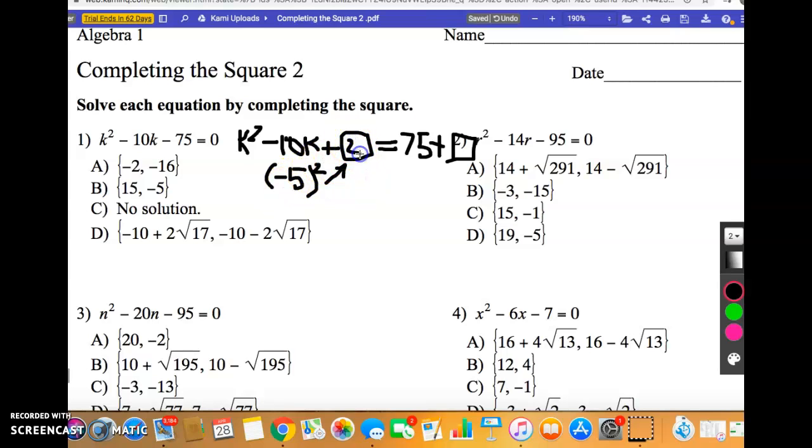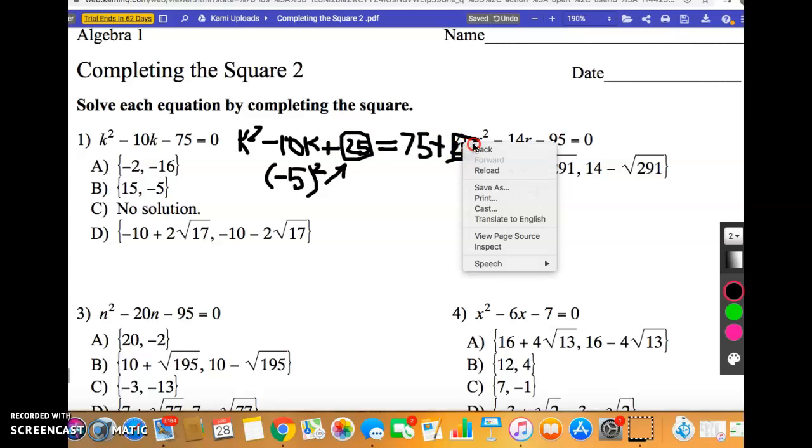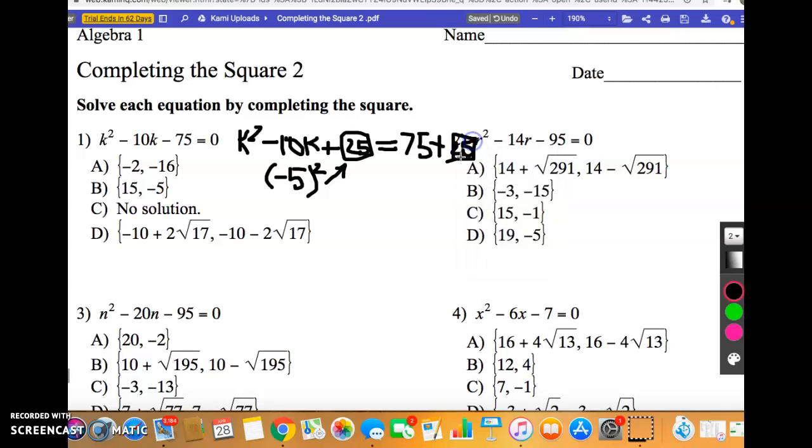All right, so there's my 25. Here's my 25 here. And since we put it in this box, you also put it in this box. It's really a 25. 25 inside that box. All right, so divide your b term by 2, square it, it goes in the box. Whatever goes in the left side box goes in the right side box.